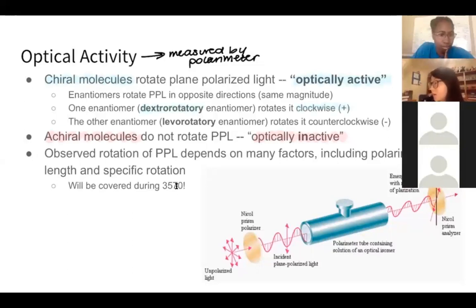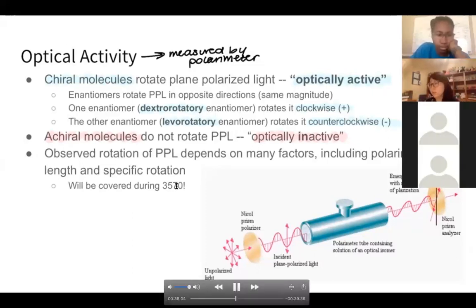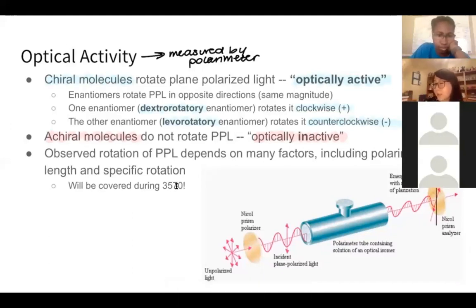And the other one, levorotatory, is just going to rotate it the opposite direction, which is counterclockwise. And so the observed rotation of the plane polarized light is going to depend on a lot of things, including cell length, temperature sometimes, specific rotation. Don't be super worried about this. Gannon will go over it more. And honestly, it doesn't appear on more than like one question on the exam.